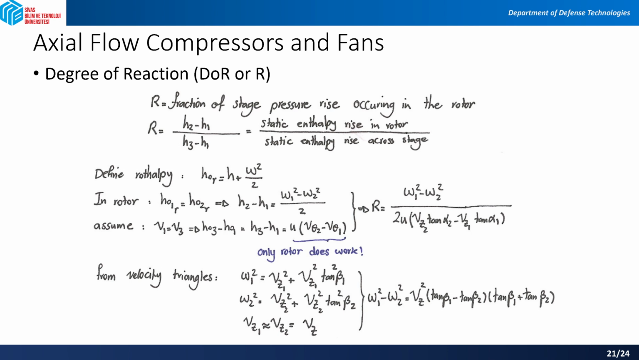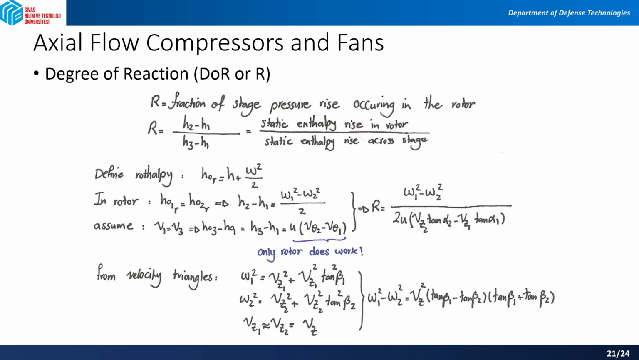And you also have another definition, that is the degree of reaction. We show it by DOR or simply by R, and it is the fraction of the stage pressure rise occurring in the rotor. What does it mean? It means how much static enthalpy is raised inside the rotor compared to the static enthalpy rise across the whole stage. So it is the ratio of H2 minus H1 to H3 minus H1.